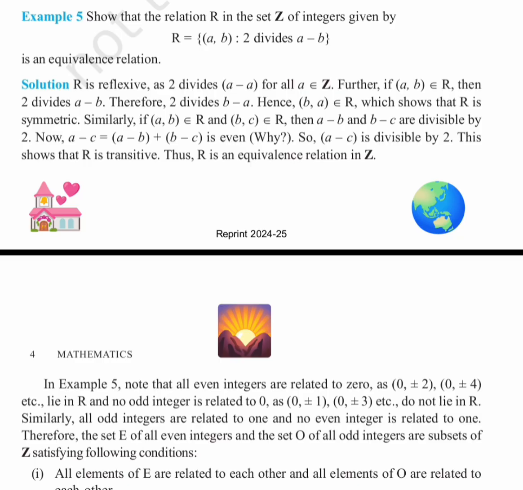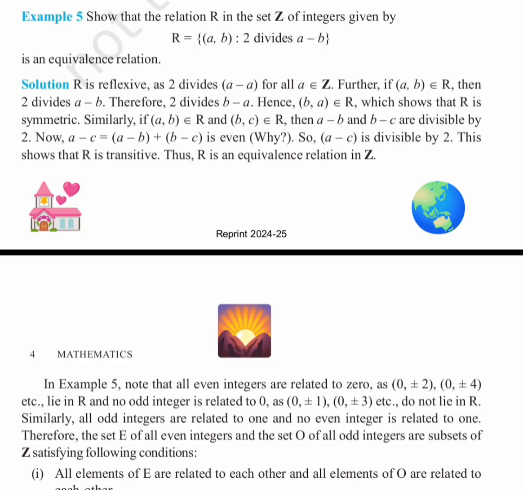R is reflexive as 2 divides a minus a for all a belongs to Z. Further, if (a, b) belongs to R, then 2 divides a minus b. It is simple that they are writing a minus a because for all a belongs to Z means a to Z, all integers belong to Z. So that's why they are writing a minus a for all a belongs to Z.